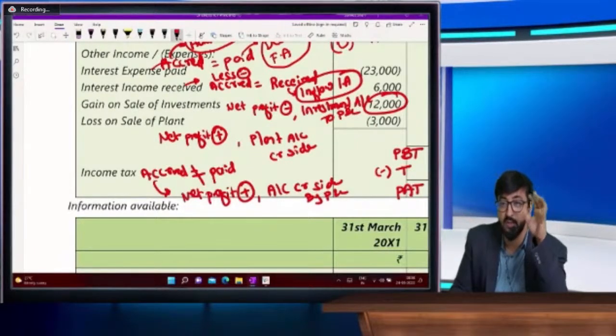Your concept will be clear after solving this question. Don't worry. So just note down all these things. Where to show the two effects, please note down all these things.